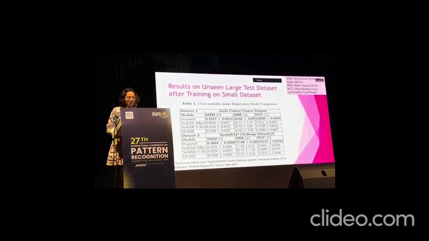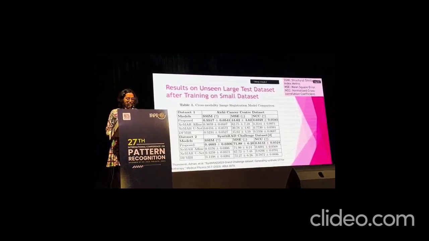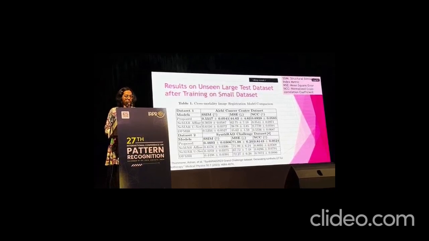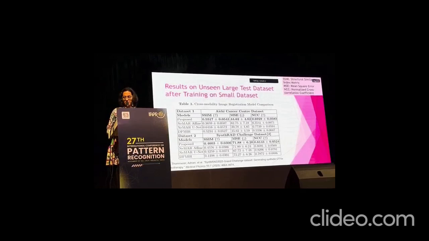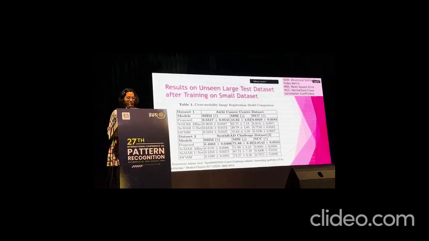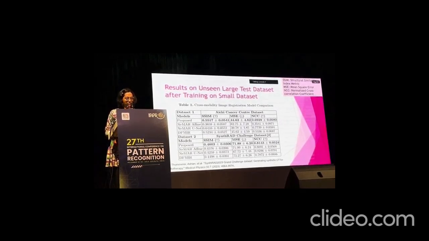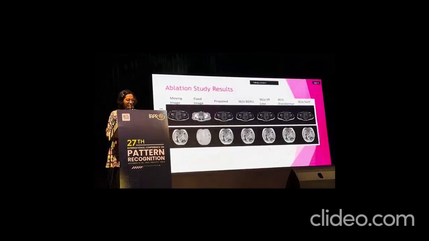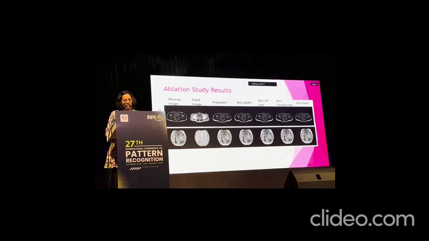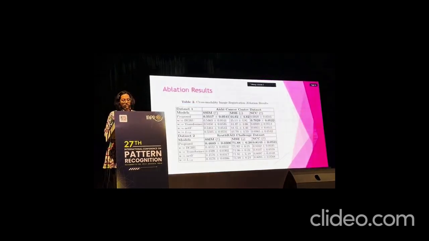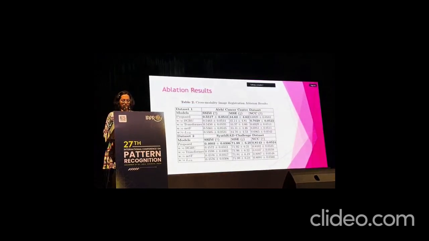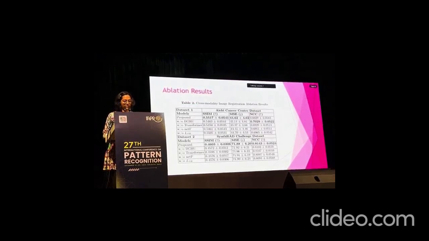Okay, sure. So these are the model comparisons. In the results, I can see that the proposed model is giving the best performance in terms of structural similarity index, mean square error, and normalized cross correlation coefficient. And these are the ablation study results, and we can verify from these statistical parameters that our model is giving the best performance among all the other ablated versions.